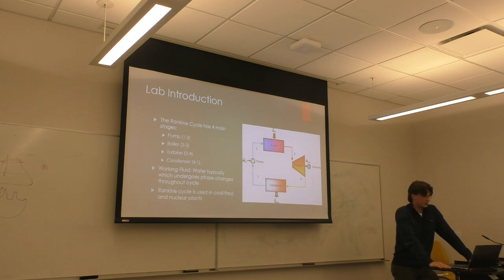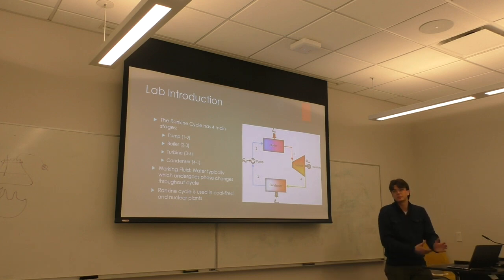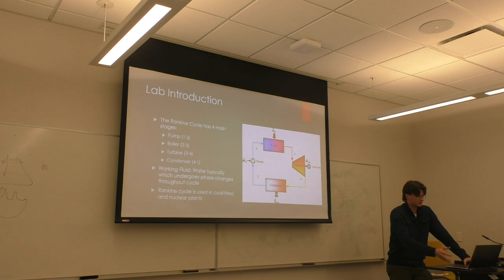All right, so the Rankine cycle has four main stages: the pump, boiler, turbine, and condenser. The working fluid typically for the Rankine cycle is water, but it can be other fluids. It basically has to be any fluid that can undergo phase change during the cycle. The Rankine cycle is the basis for coal-fired and nuclear plants.